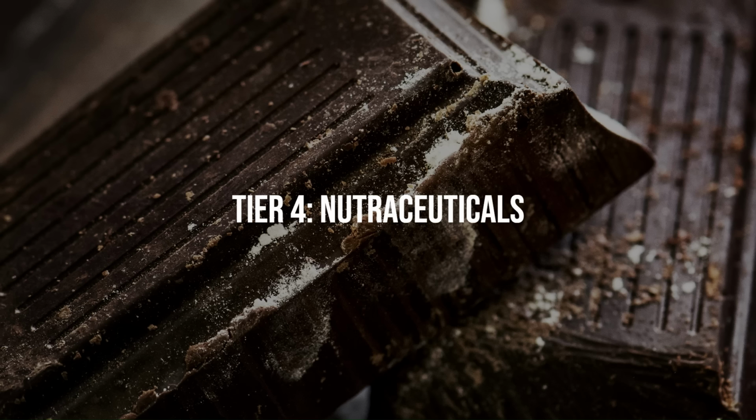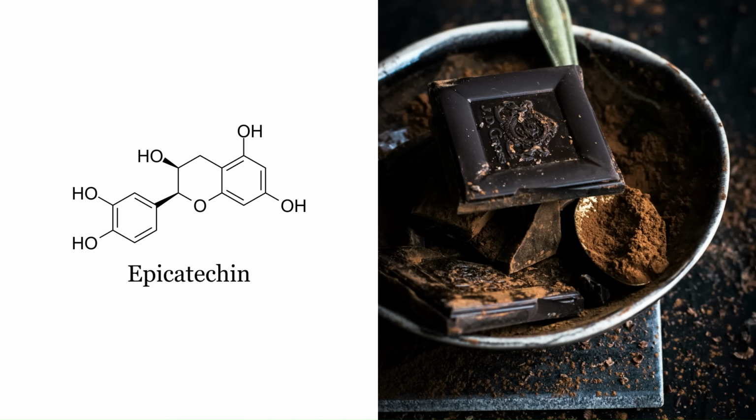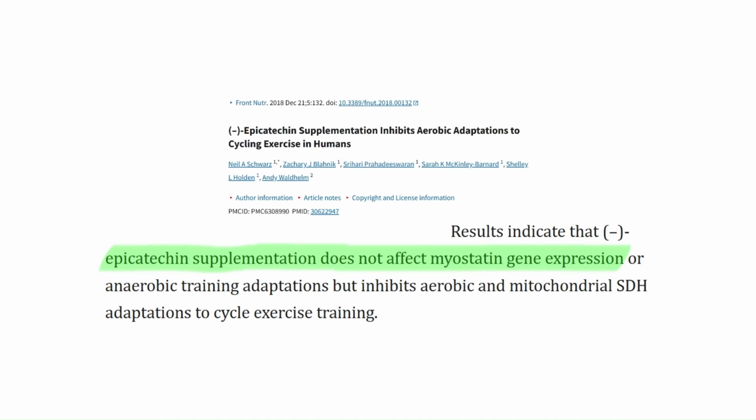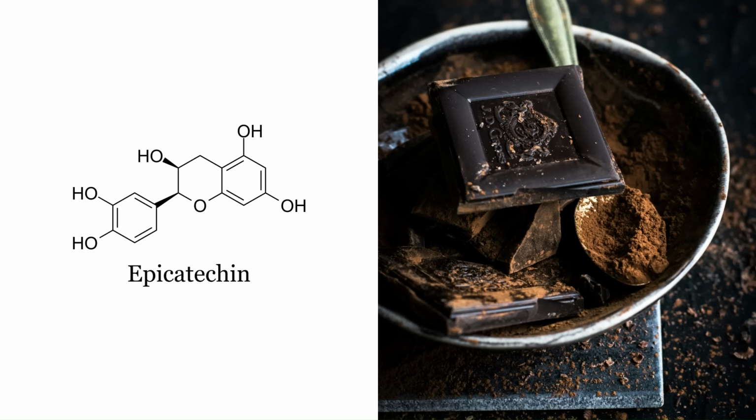Now, tier 4 is targeted nutraceuticals. Epicatechin is the first one. This is a flavanol that you find in cacao or dark chocolate, and it increases the follistatin to myostatin ratio even in humans. But then you do also have larger randomized controlled trials in trained adults, which show no difference compared to placebo. So for most guys, especially if you're trained, this probably won't be making a big difference.